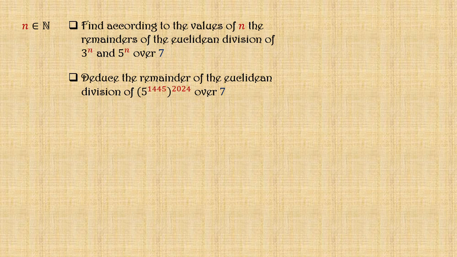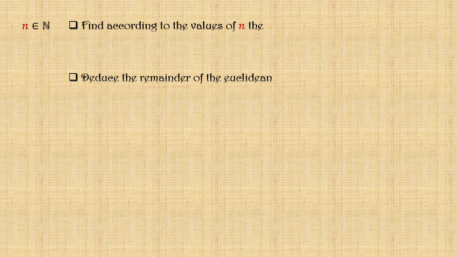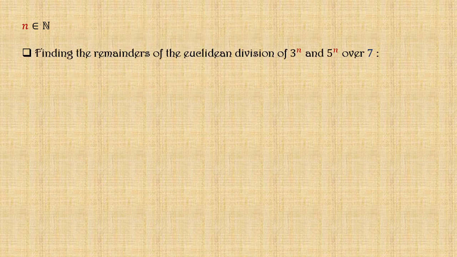So, let's start by finding the remainder of the Euclidean division of 3 to the power of n and 5 to the power of n, over 7. By using the concept of congruence, as 3 to the power of 0 equals 1, then 3 to the power of 0 is congruent to 1 modulo 7. Then, we have 3 to the power of 1 that equals 3, which is congruent to 3 modulo 7. After that, we have 3 to the power of 2 that equals 9, which is congruent to 2 modulo 7.